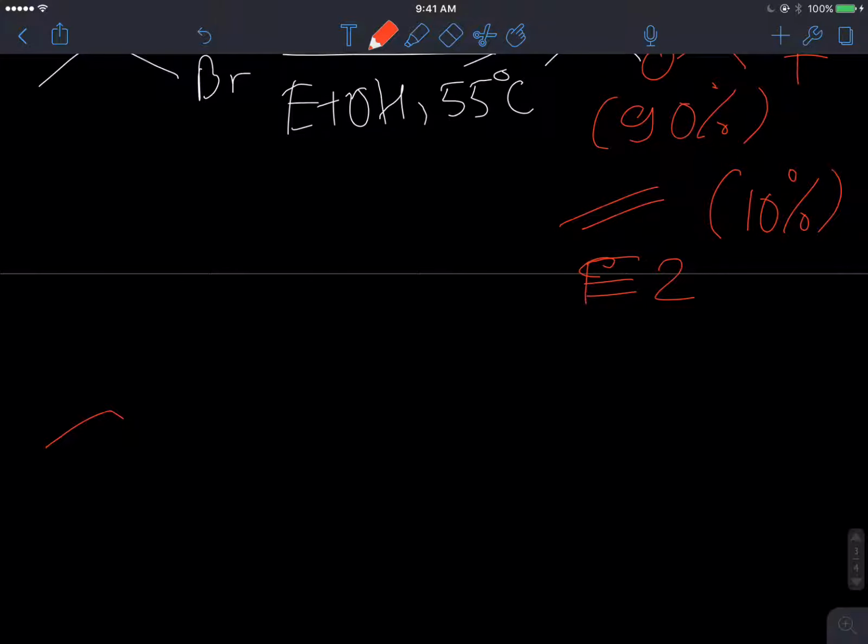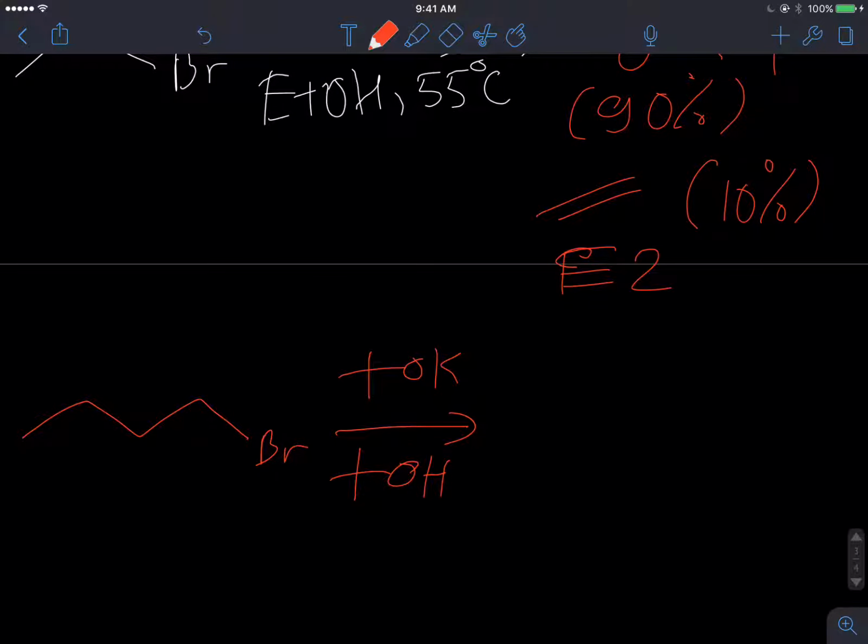I'm going to use this substrate. Okay, I'm going to use this one. BR, that's the secondary. I'm going to use this. Okay, and I'm going to use the butoxide in butyl hydroxide. And you will have an elimination reaction, not a substitution reaction.